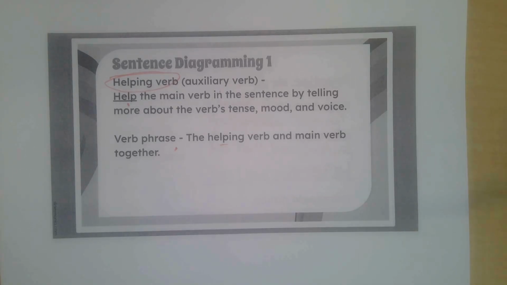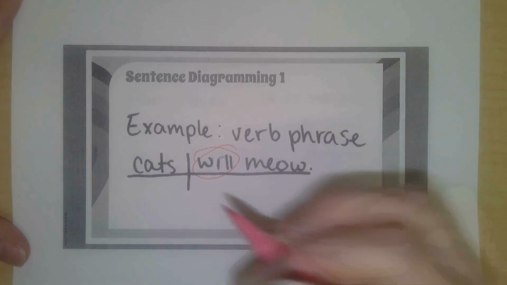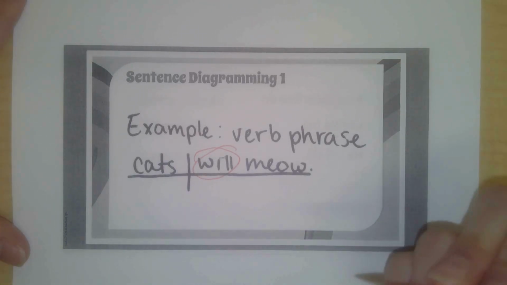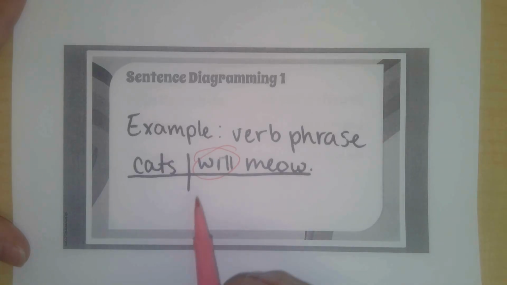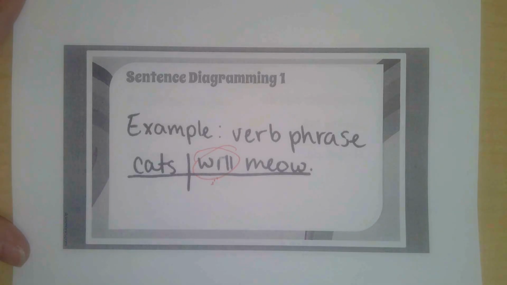So when you diagram a sentence that has a helping verb, that has a verb phrase, it's going to look like this. Let's take the sentence, cats will meow. Will is our helping verb. It's not the same to say cats meow, because that means that cats are currently meowing. Adding that will makes it future tense. So we can't get rid of will and leave the same meaning, because cats aren't currently meowing, they will be meowing. So we have to include that will. And that's going to be on the same line as the verb because it's part of the verb phrase.